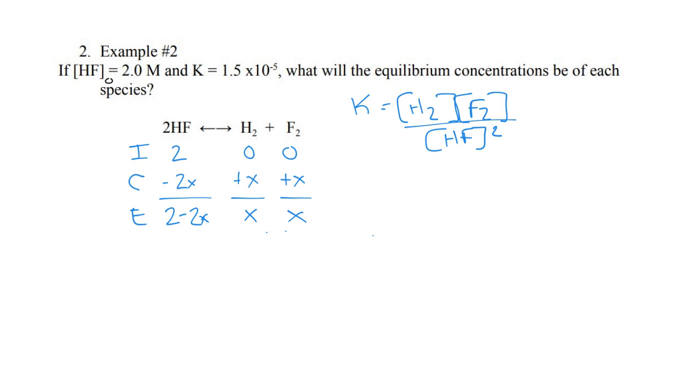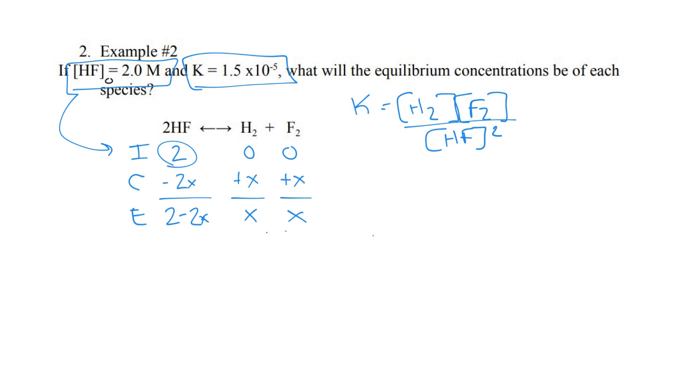Okay, so here's our second example. You can see that I've already set up the ICE table and the K expression. So you may want to pause the video so that you can make sure that you set that up in your notes. So we've got the initial concentration of HF is 2. We've got a K value this time, so we're given different information. I took my initial concentration and I plugged it in here for HF. So there's that. I set up my ICE table with 2 minus 2x, plus x for H2 and plus x for F2.